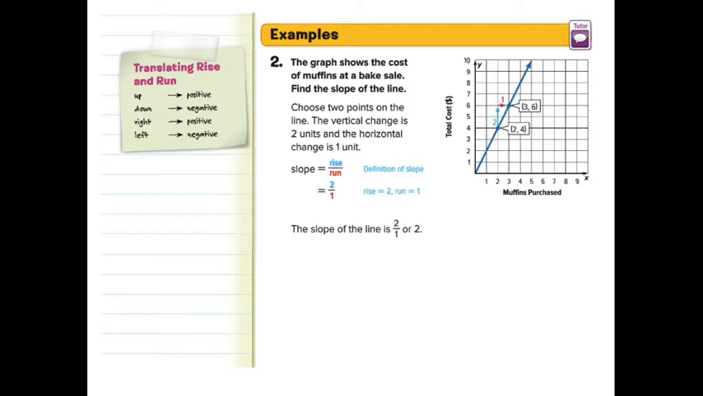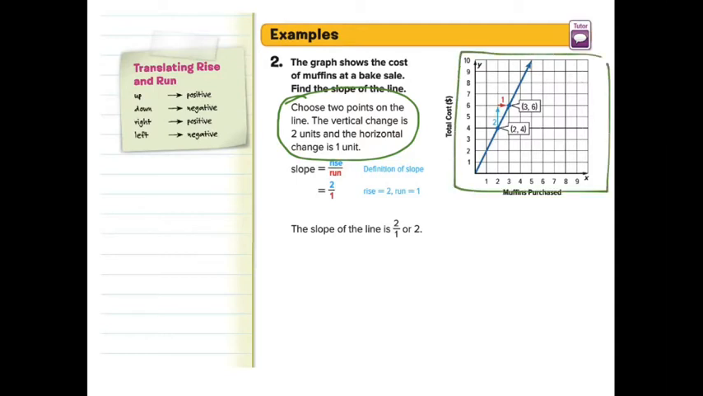Okay, next example, number 2. The graph shows the cost of muffins at a bake sale. Find the slope of the line. Okay, so what we're going to do is we're going to choose 2 points on the line. The vertical change is 2 units. The horizontal change is 1 unit. So I want you to take a look over at our graph.